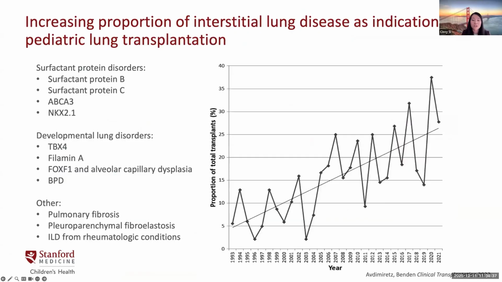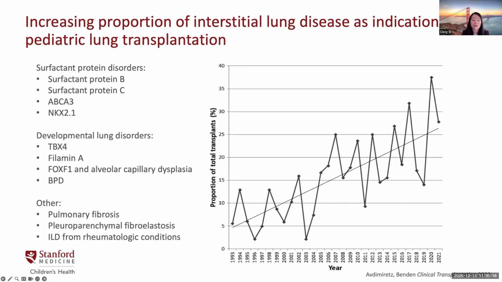So looking at UNOS data, this graphic shows the proportion of pediatric patients undergoing lung transplantation for ILD, and that this has steadily increased over recent years, with more recent data showing about 30% of children undergoing lung transplantation for ILD indications. And so what does ILD mean? In children, the most common etiologies of interstitial lung disease include those of surfactant protein disorders, specifically surfactant protein B, surfactant protein C, ABCA3, and NKX2.1 deficiencies.